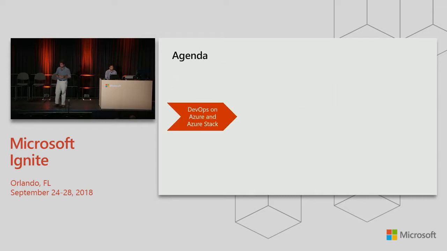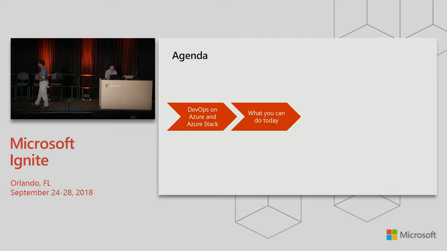With that, today's agenda. We'll talk a little bit about DevOps on Azure. We'll talk a little bit about DevOps on Azure Stack. We'll talk about how to build consistent applications: what consistent applications mean, and how to build them. Then we'll talk about putting it together. We'll talk about hybrid DevOps. We'll talk about what you can do today with the power of Azure Stack and the power of Azure and the Azure DevOps pipeline end-to-end.